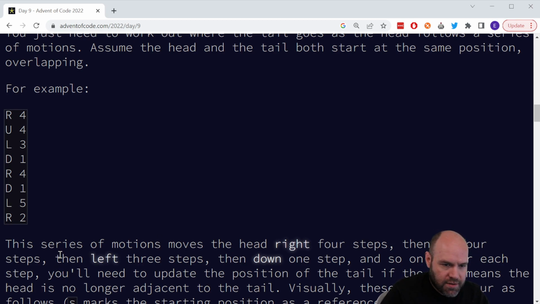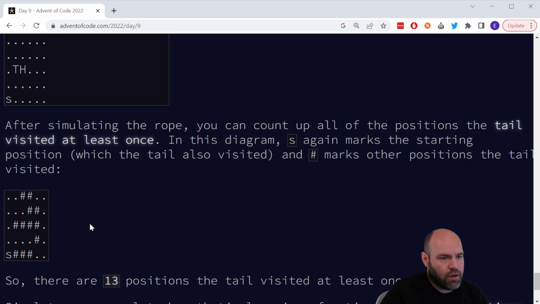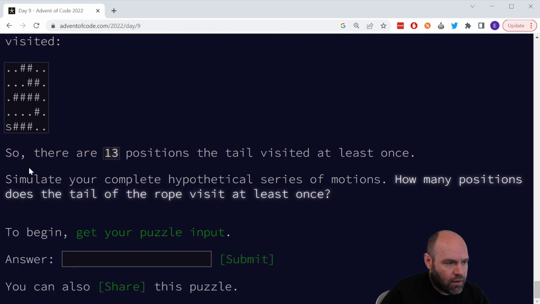After each step, you'll need to update the position of the tail if the step means that the head is no longer adjacent. After simulating the rope, you can count up all of the positions the tail visited at least once. In this diagram, S again marks the starting position, which the tail also visited, and pound marks the other positions the tail visited. So follow it along in this pattern. There are 13 positions the tail visited at least once. Simulate your complete hypothetical series of motions. How many positions does the tail of the rope visit at least once?